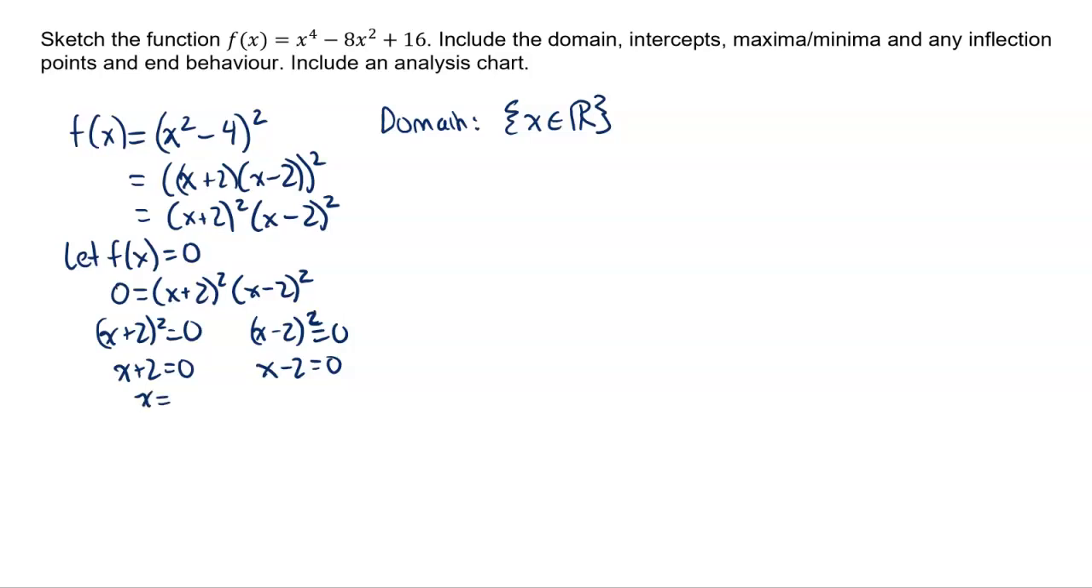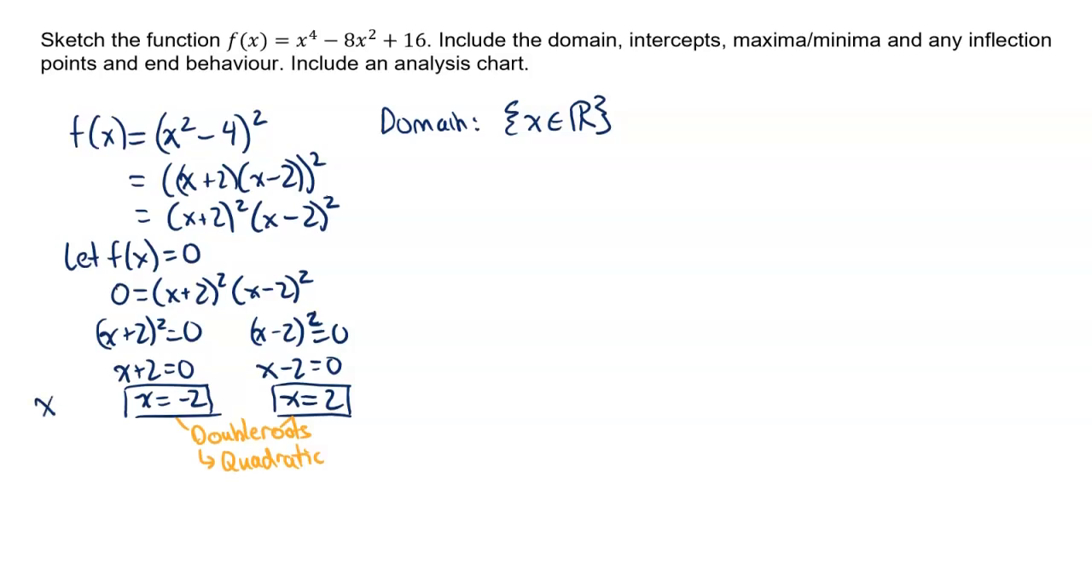And most of us can see here that just gives us solutions of x equals negative 2 and x equals positive 2. Now it's worth noting for both of those that they are both double roots. Those roots appear twice. So what that means is at that point, it's going to look like it's quadratic. And so that's something to keep in mind as we move to the graph in a little bit. So those give us the x-intercepts.